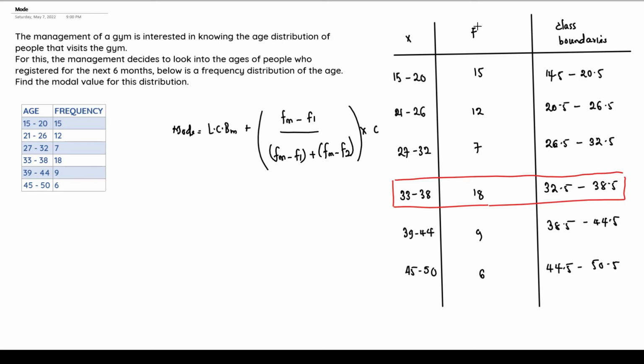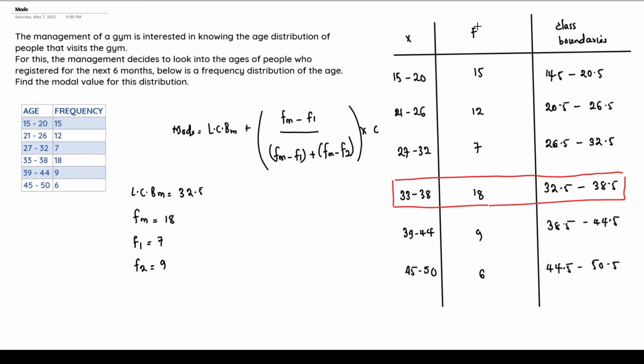So the lower class boundary at the mode, LCBM, is equal to 32.5. The frequency at the modal class is equal to 18. The frequency before that of the modal class is equal to 7. So that means our F1 is equal to 7. And F2 represents the frequency after that of the modal class, and that is equal to 9. So we call this 9.